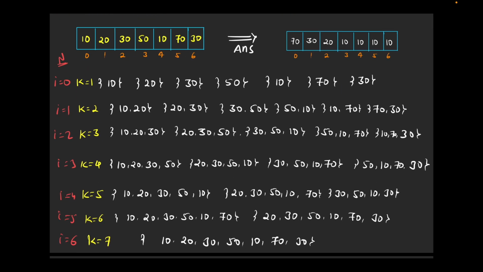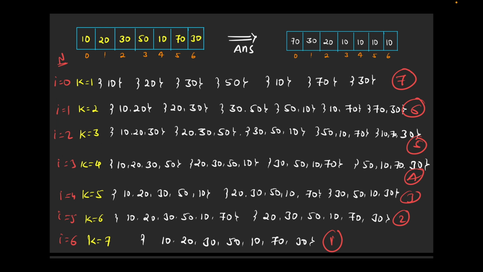Now for every size, how many subarrays will there be? For example, if the size of my subarray is 1, how many subarrays will there be? 1, 2, 3, 4, 5, 6, 7. Okay, so here I got 7 subarrays. For size 2, there are 6 subarrays possible. For size 3, the total possible is 5. Here I have 4, here I have 3, here I have 2, and here I have 1.